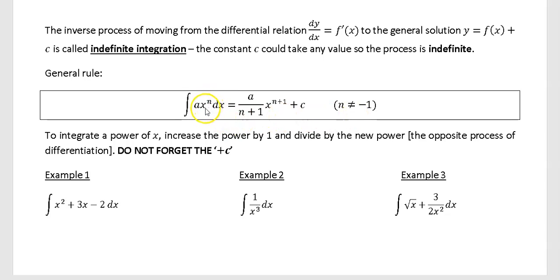So again, just to run through it again, you increase the power by 1, and then you divide by the new power. So it's the opposite process of differentiation. And it says here, do not forget the plus c. So first of all, we're going to look at ones without limits. Without limits is called indefinite integration. It has to have limits to be definite integration. So we're just going to jump and look at the first lot of examples here.